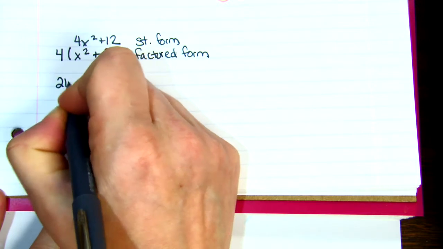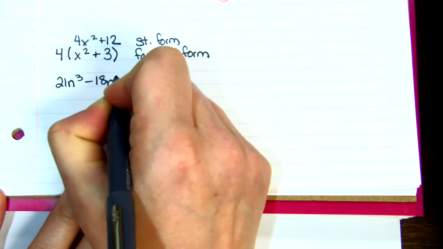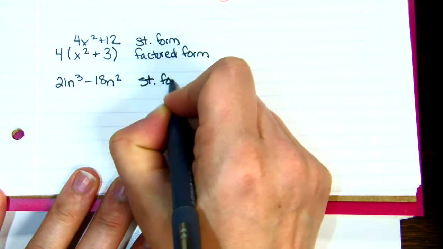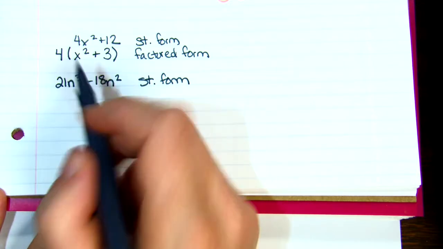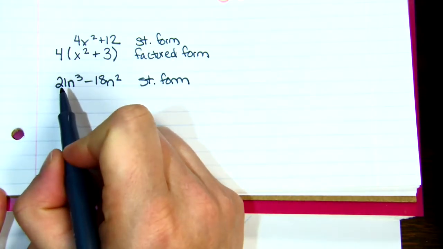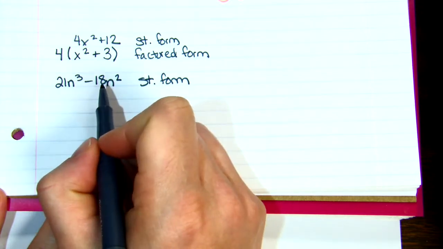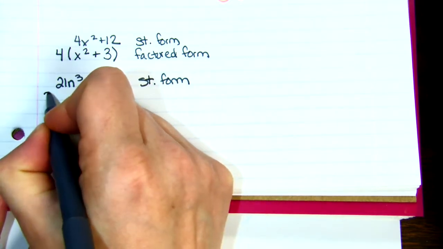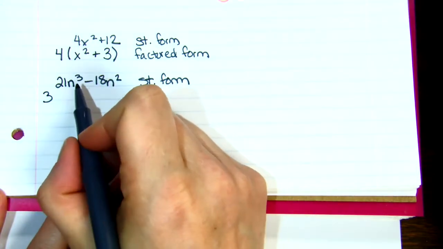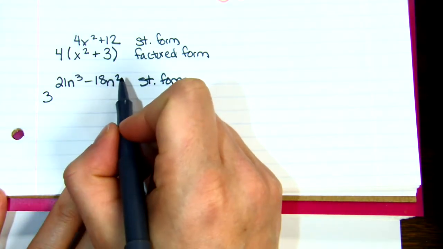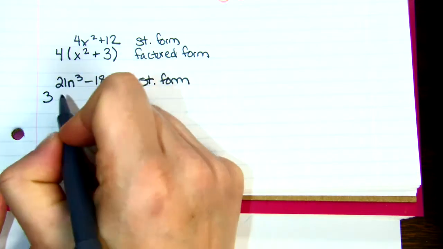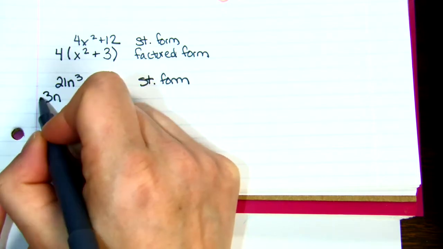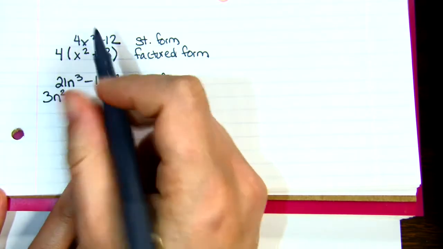Another example would be if I had 21n cubed minus 18n squared. So I'm starting in standard form again. You can tell this is not factored form because I'm not multiplying these two together, I'm subtracting them. So I look for the greatest common factor between 21 and 18, and that's going to be 3. So I'm pulling out a 3, and then I look for the greatest common factor between n cubed and n squared. What's the most number of n's that shows up in both? And that's going to be n squared. So I'm taking out a 3, or dividing out a 3 and an n squared from each.